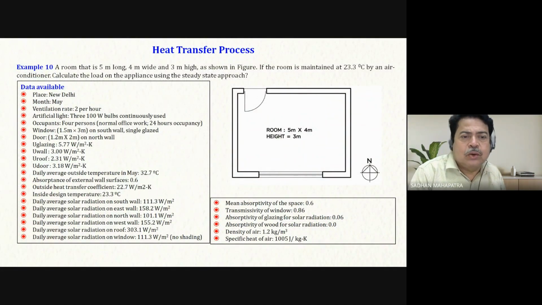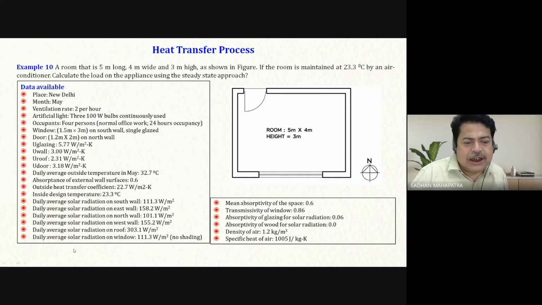This is a room, and we have given all the details. Please have a look at these examples. This will give you more understanding of how we actually look at building cooling load estimation.